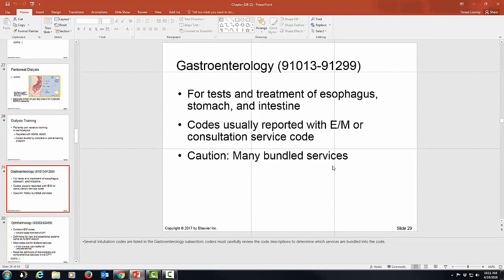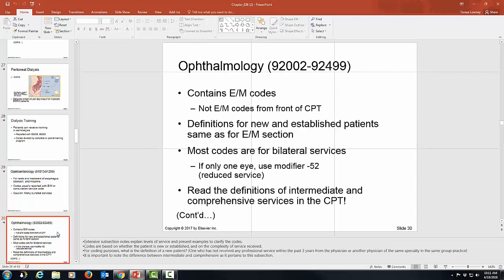Gastroenterology, so this section is for tests and treatments of the esophagus, stomach, and intestine. So you're going, my gosh, we had so many codes already in that section. Well, here we are having some more. So these are several intubation codes are in this section, and so you need to pay attention to those.